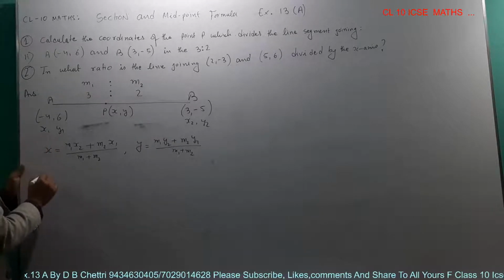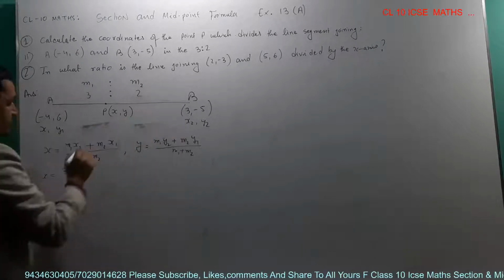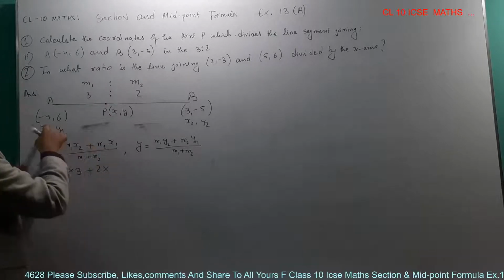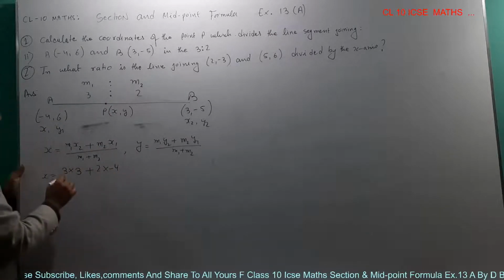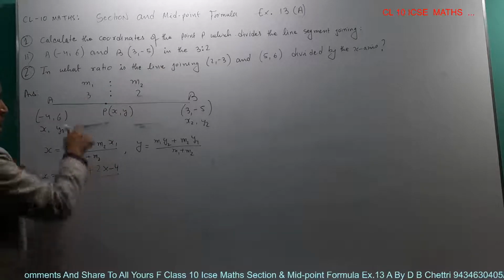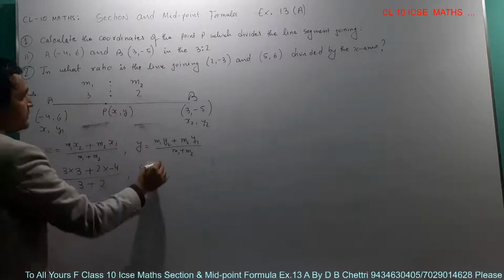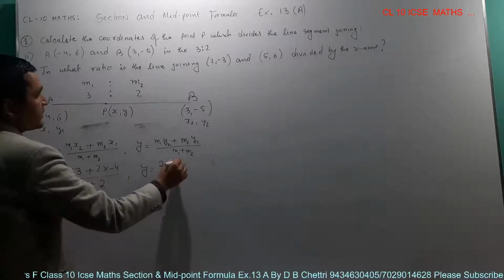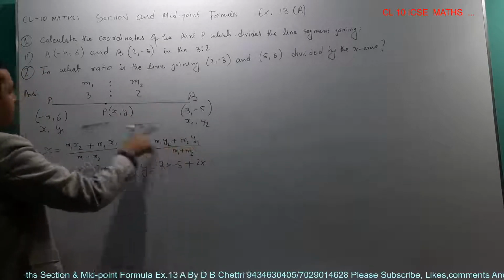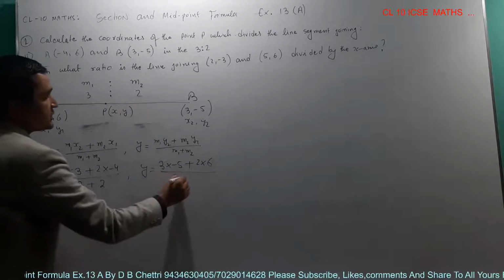Okay, now substitute the values in this formula. x is equal to m1, how much? 3, multiplied by x2, how much? 3. Then a plus sign, then m2 is how much? 2, then x1 is how much? -4. While substituting the values, please substitute with their signs; it is very important in math. Then m1 plus m2, that means 3 plus 2. Now the same way for y: m1 3 multiplied by y2 -5, then plus, then m2 2, then y1 6, divided by m1 plus m2, 3 plus 2.